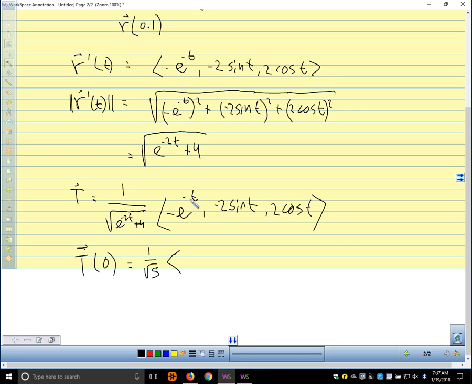And this becomes negative 1, 0, 2. That would be our unit tangent vector at t0.